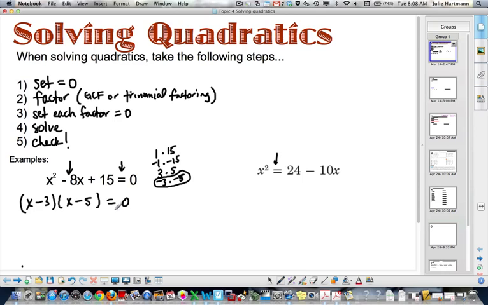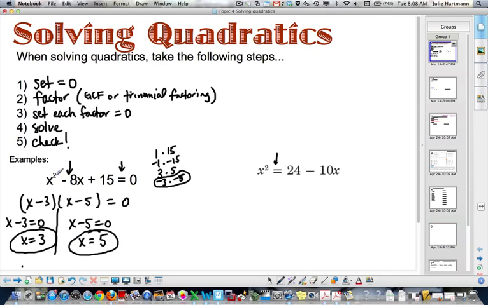Now, from here, we set each factor equal to 0. And the reason why you do that is because anything times 0 is 0. So if x minus 3 equals 0, then the whole thing would be 0. Or if x minus 5 equals 0, then the whole thing would be 0. So we have when x minus 3 equals 0 and x minus 5 equals 0. Add 3, you get x equals positive 3. Add 5, you get x equals positive 5. Okay, so there are your two answers.